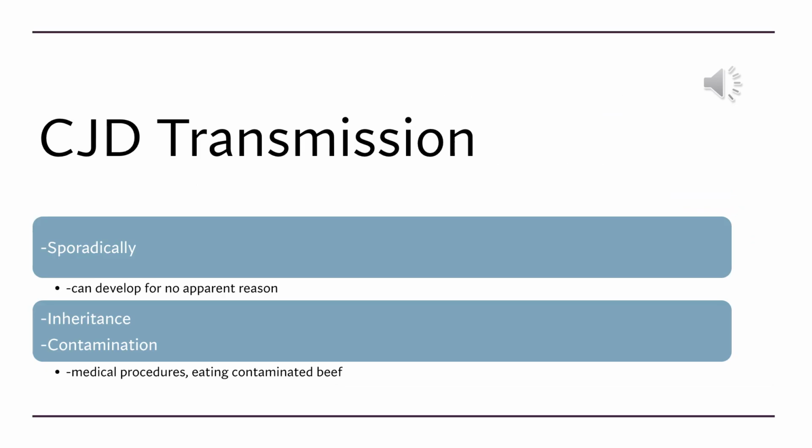CJD transmission. CJD can be transmitted sporadically. It can develop for literally no reason at all. You can be sitting there minding your own business, and then all of a sudden you start having symptoms. It can come from inheritance, so you can inherit it from your father or your mother. And it can also come from contamination from things like medical procedures or eating contaminated beef from cattle.